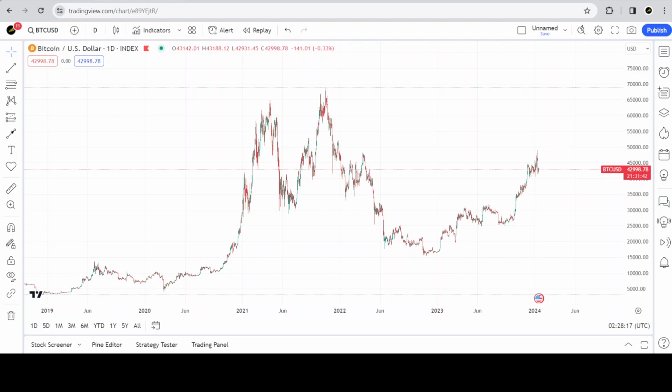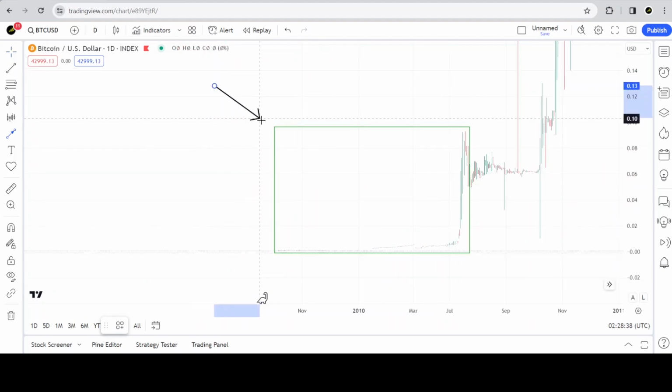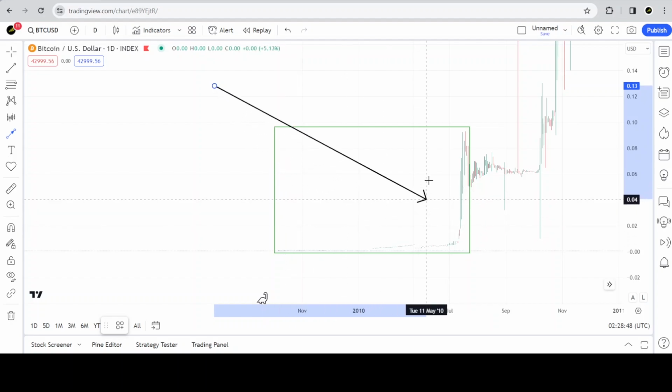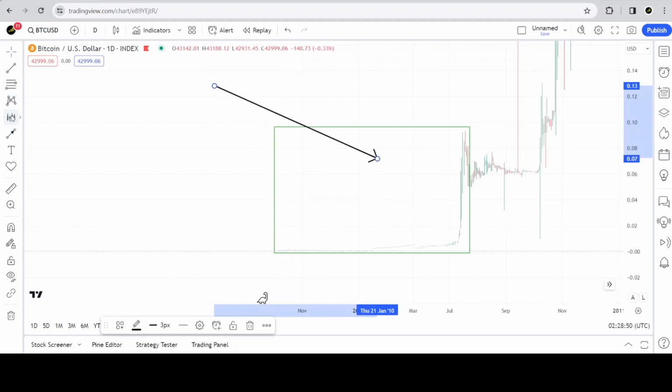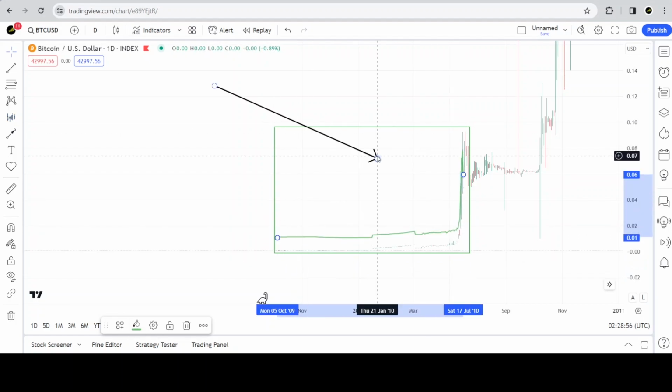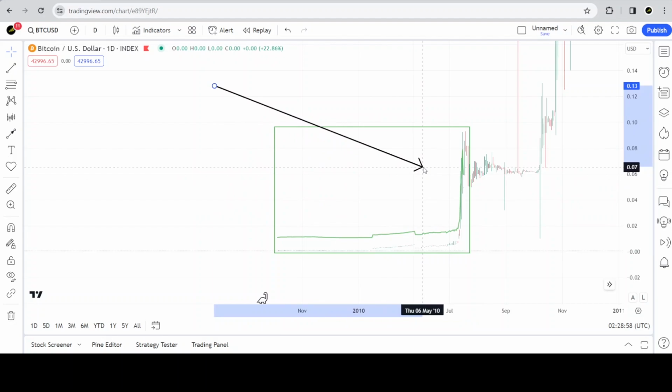So let's get started. For Exhibit A, I'd like to examine the very first structure that ever took place on the Bitcoin chart. Now, some of you are familiar with this structure. It's very difficult to see the way it is right now, so what I'm going to do is make it as a fractal so you can easily see what this structure looks like.